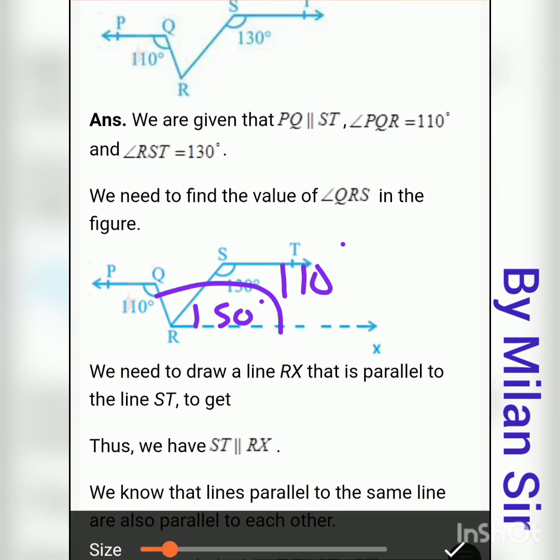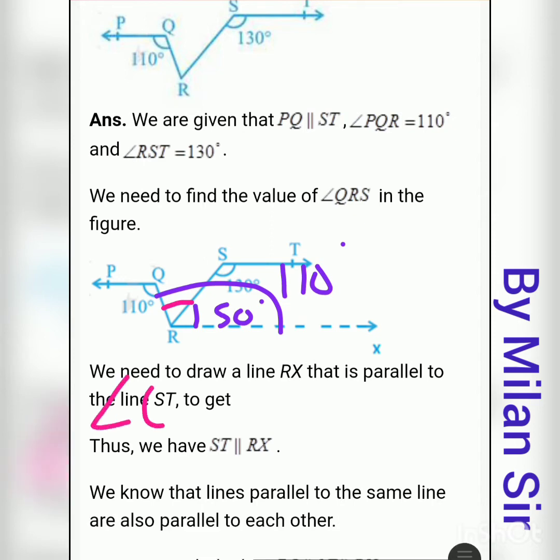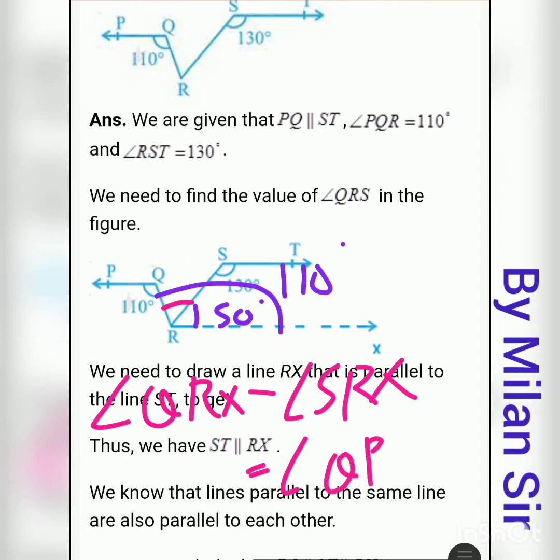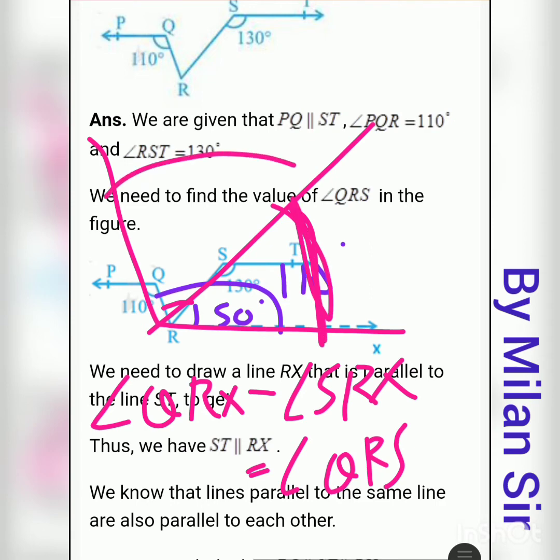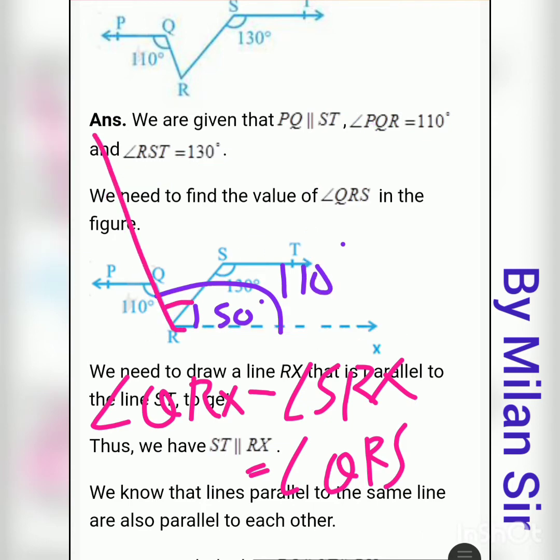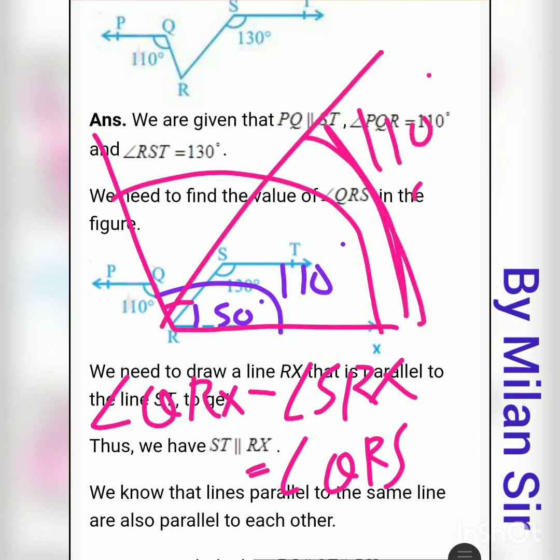Now we need to find this angle only. So from angle QRX, that means 110, if we subtract angle SRX, what is remaining? Angle QRS, right? From this full angle, if we subtract this one angle, we get this angle, and that is what we want, QRS. Again, we have the full angle 110; now if we subtract this angle 50 degrees, the remaining is 60 degrees, QRS.